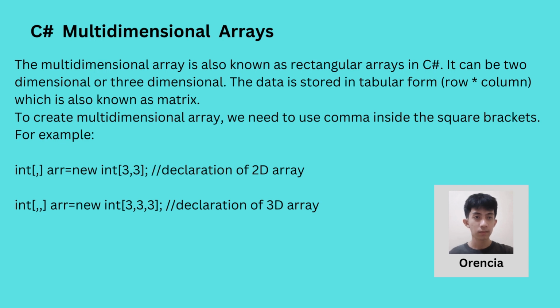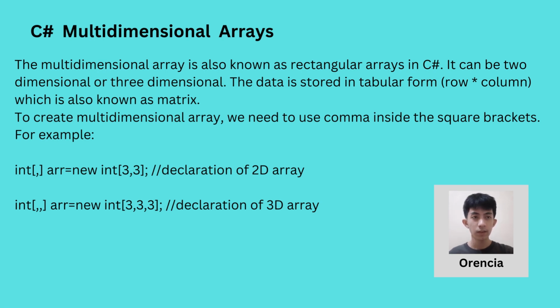The new int[3, 3] part of the code creates a new two-dimensional array with 3 rows and 3 columns and assigns it to the r variable. The new operator is used to create a new instance of the array, and the dimensions of the array are specified inside the square brackets separated by a comma.